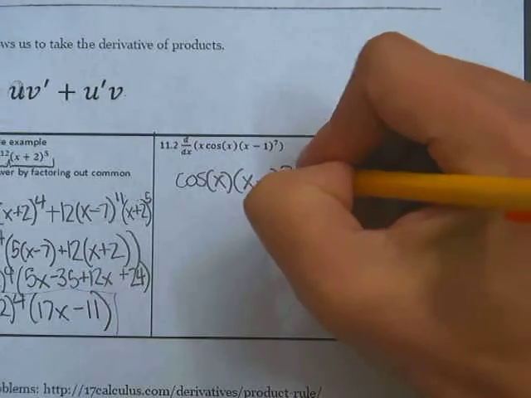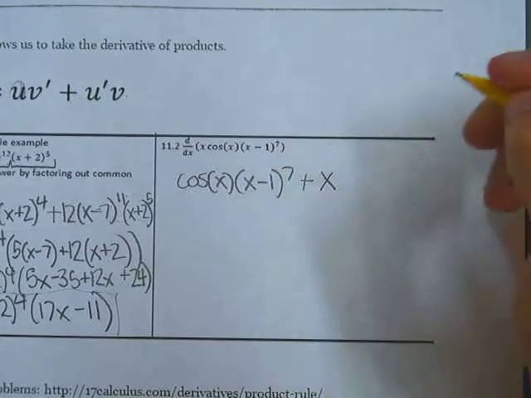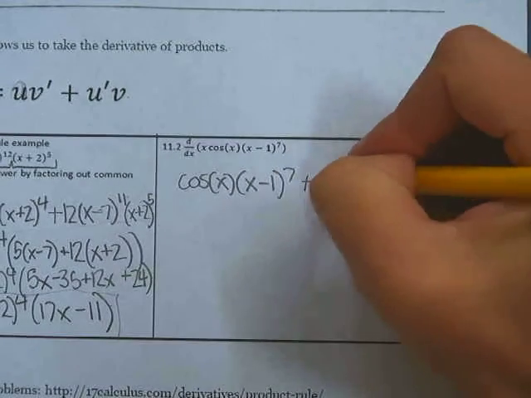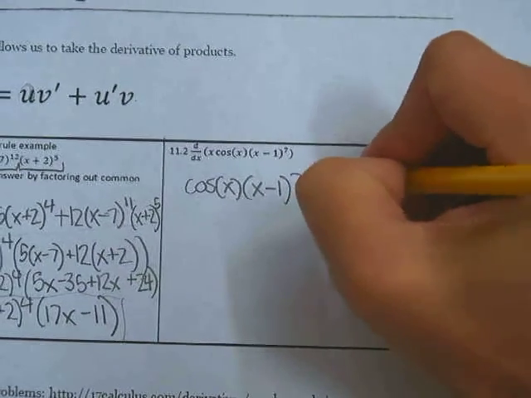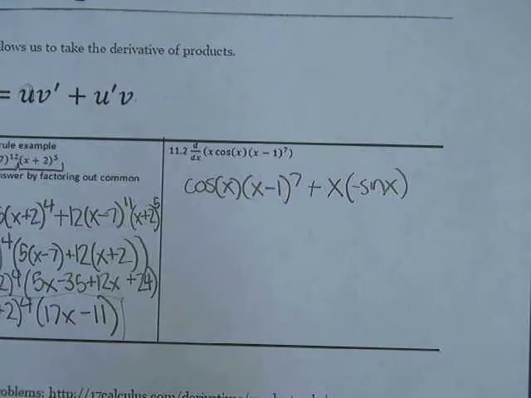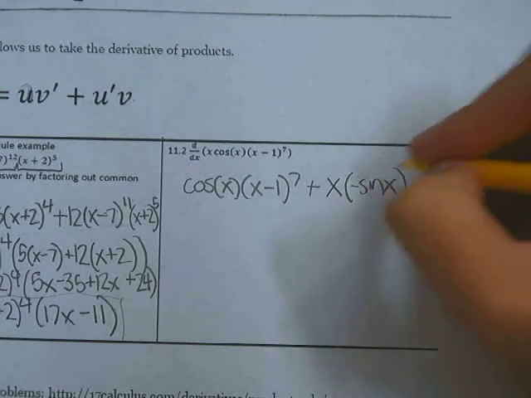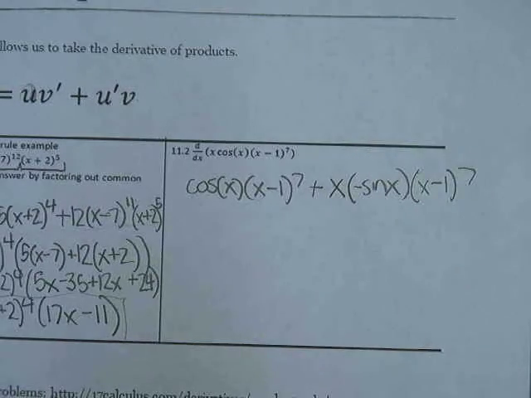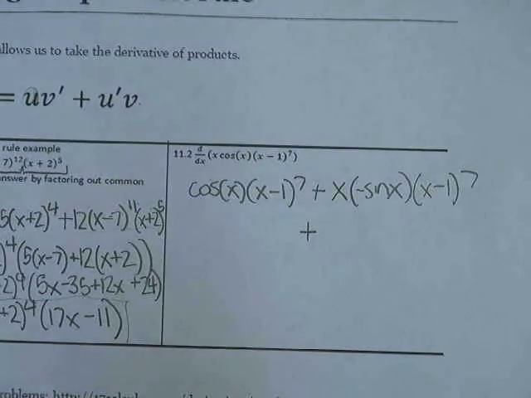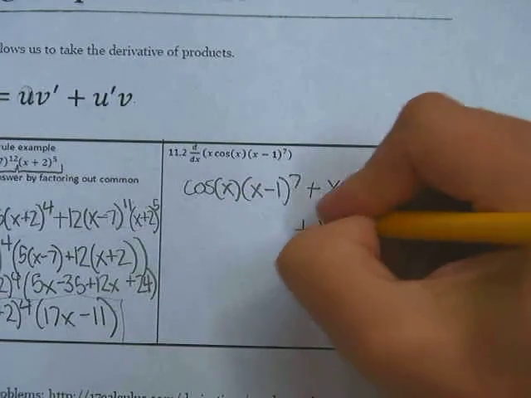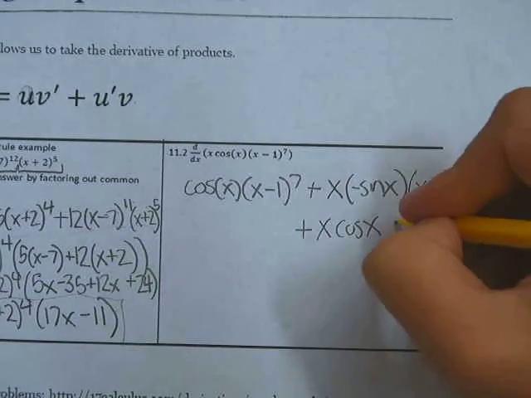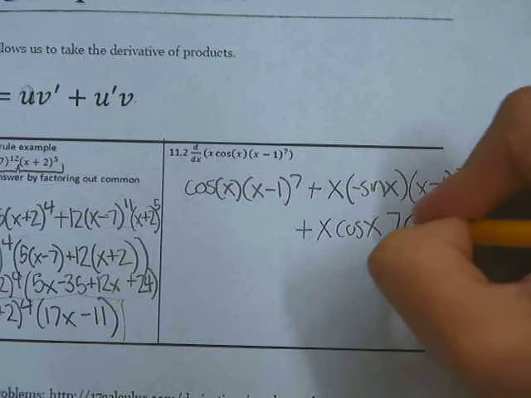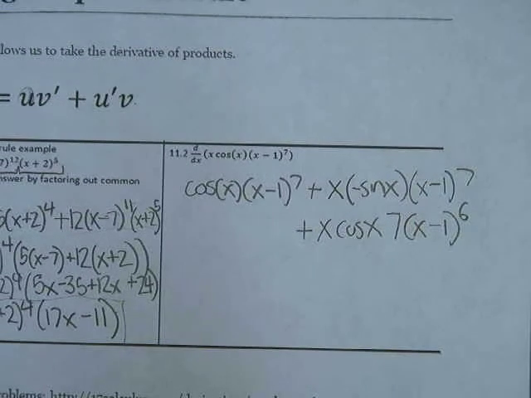All right, next term. We keep the x. We get a negative sine x as the derivative of cosine of x. And we get an x minus 1 to the 7th. And I'm going to put my next term down here. We get an x, a cosine of x, and we have to take the derivative of this, so we get 7 times x minus 1 to the 6th. And that's it. We did it.